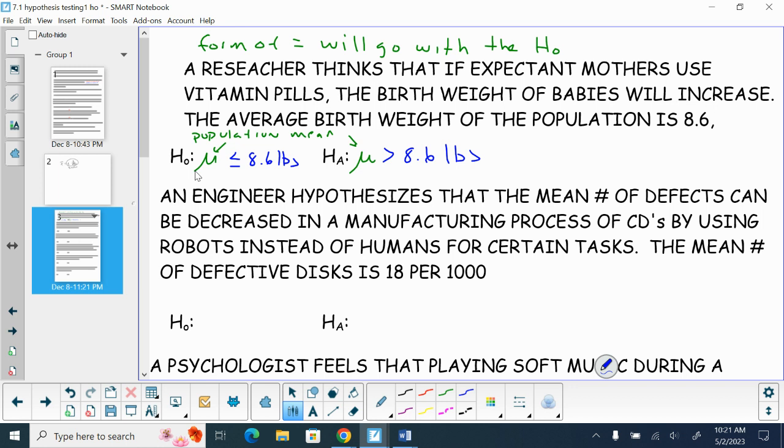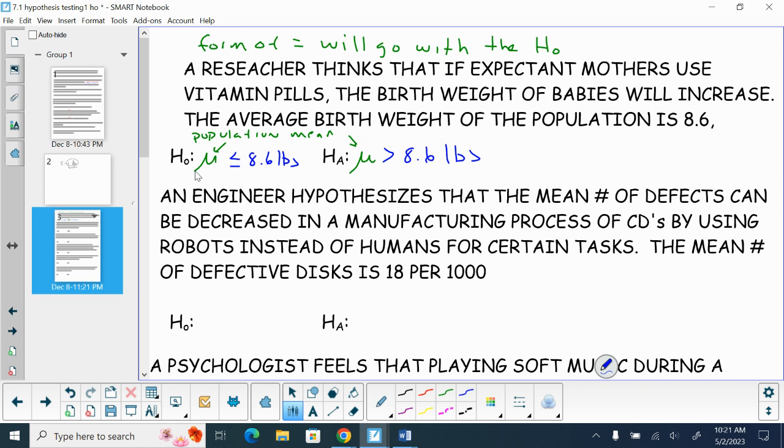An engineer hypothesizes that the mean number of defects can be decreased in the manufacturing process of CDs, old school, by using robots instead of humans. That shows you how old this is. For certain tasks, the mean defects is 18 per 1,000. The engineer says, well, if I use a robot rather than a human, that's going to eliminate human error. Okay? The number of defects is going to decrease.